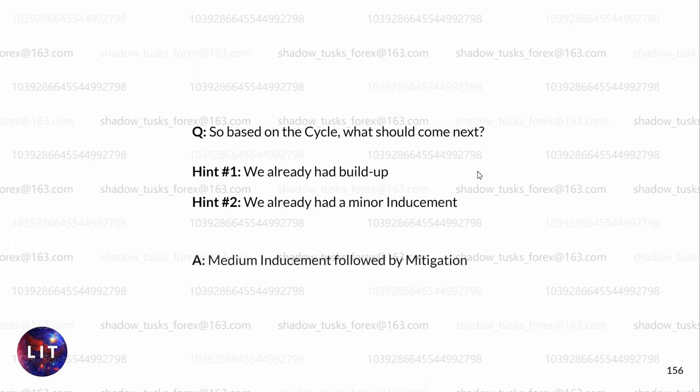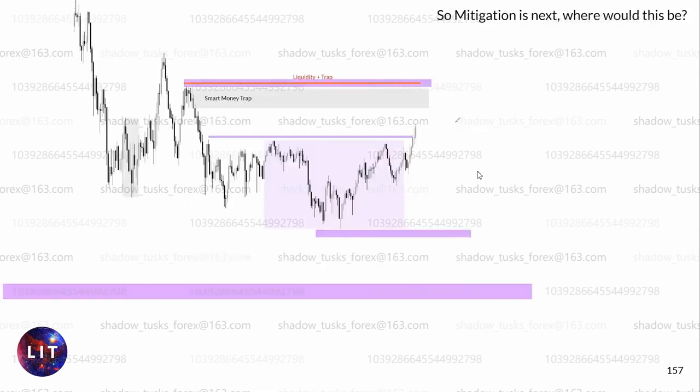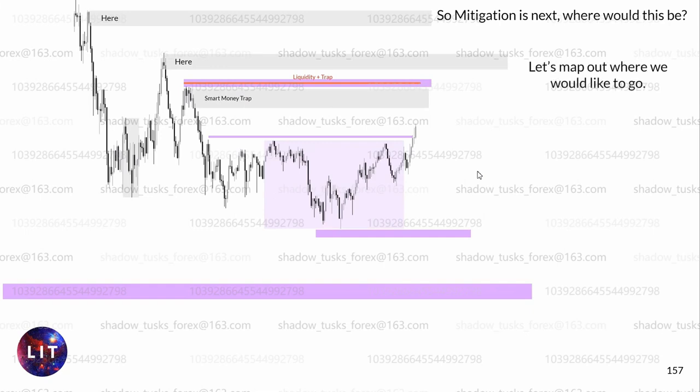And again, a hint is we already had a build-up. We already had a minor inducement. And the only thing left is a medium inducement followed by a mitigation to complete the cycle with the build-up, inducement, and mitigation, also on an internal basis. So if you go back here, mitigation is next. Of course, it's not the smart money trap. That will be the inducement. So what we can do immediately is mark up the next mitigation area after the internal inducement.